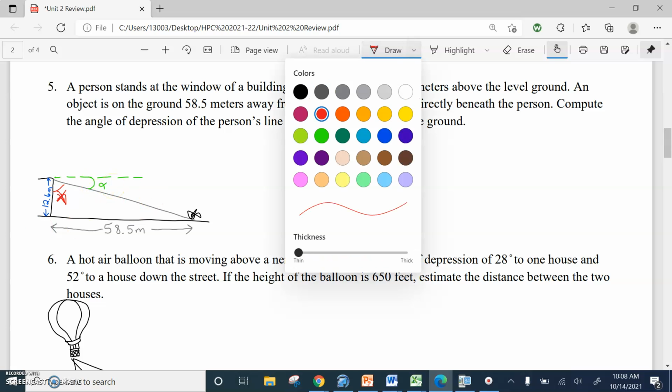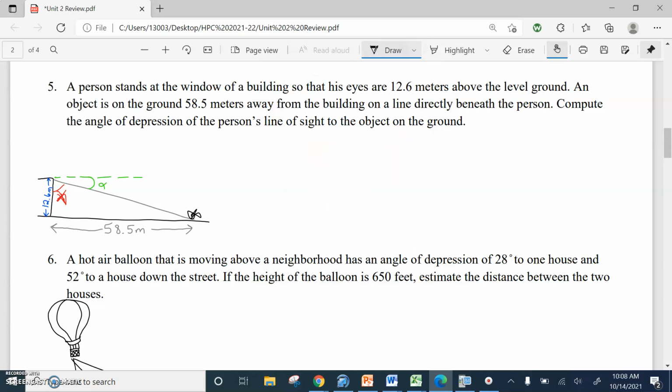What we can deduce from that, though, is that if alpha is the angle from horizontal down to my object, I can use that as the same, the alternate interior angle here, alpha here. Because alternate interior angles are equal, now I have an angle whose opposite side is defined and adjacent side is defined. So now let's write that out. Tangent of alpha is the opposite over the adjacent, so 12.6 over 58.5.